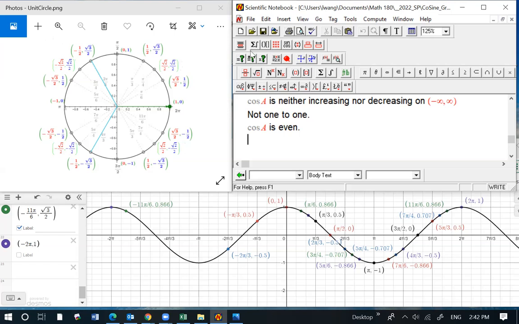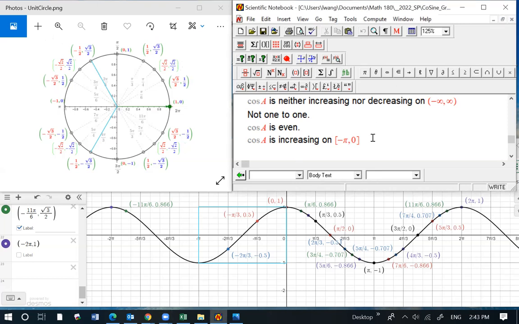So we can say cosine A, you can use X if you want to, is increasing on which interval? There's so many of them, right? I can say from negative pi to 0, that's increasing. Negative pi to 0, which we refer to as this piece. Let me show you that piece. On this piece, it's increasing. So that's what we're saying.